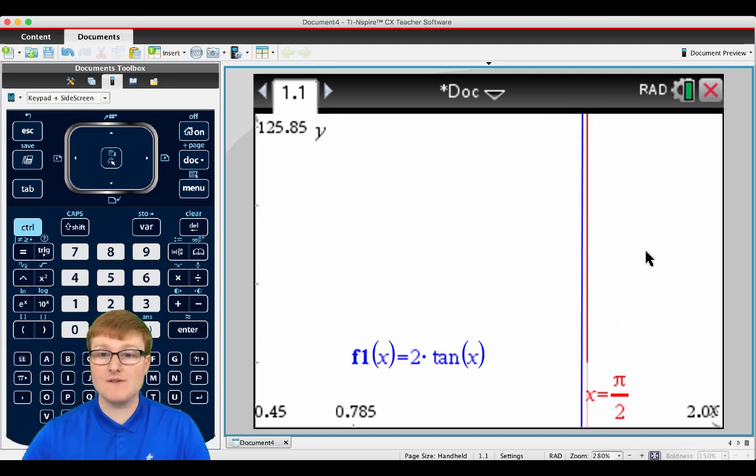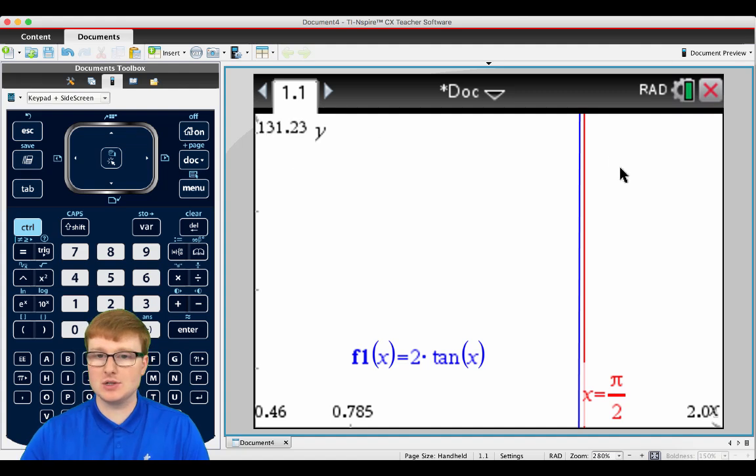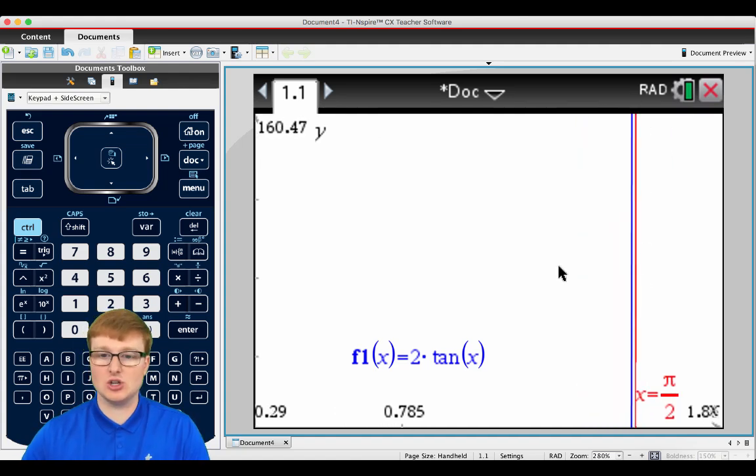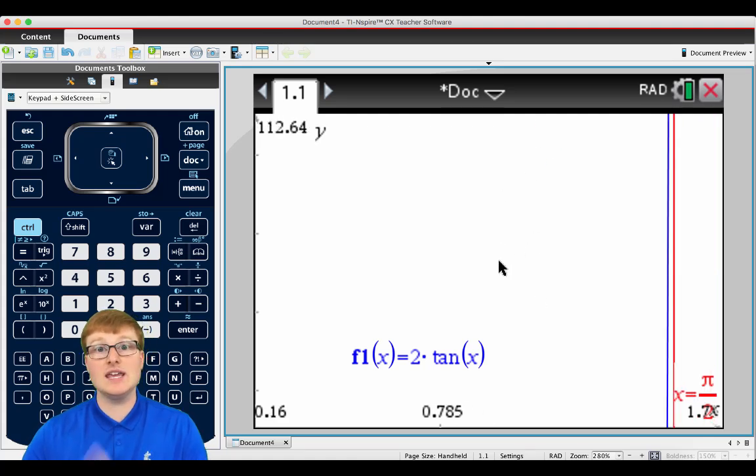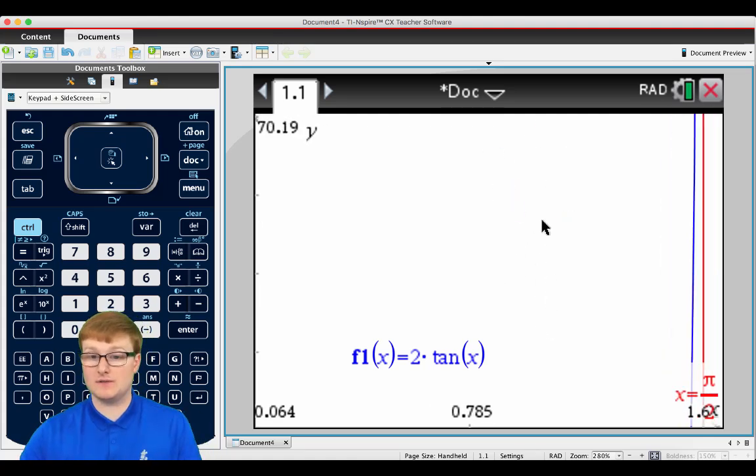So no matter how far you go up, look at this. I'm already at 131 for the y values. It doesn't ever touch it. So we know for a fact that it will increase without limit. It will go on forever.